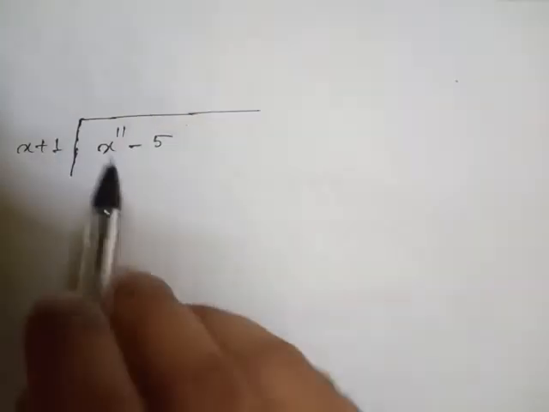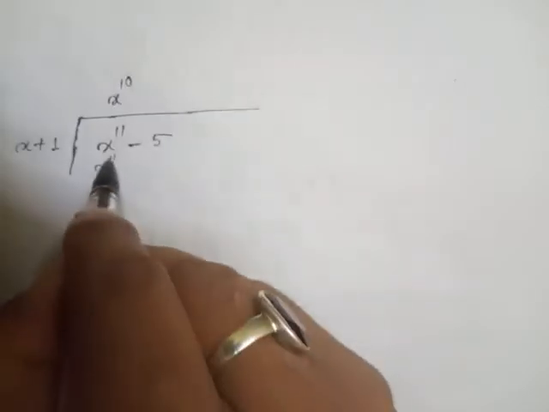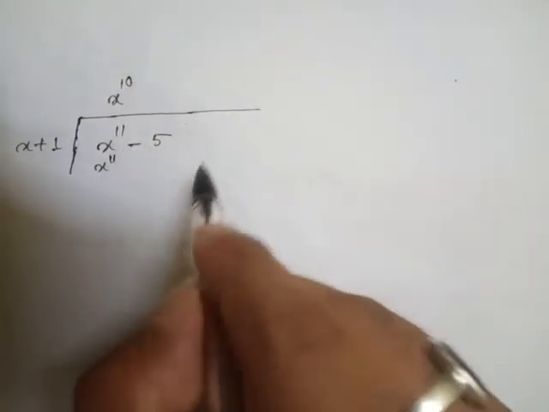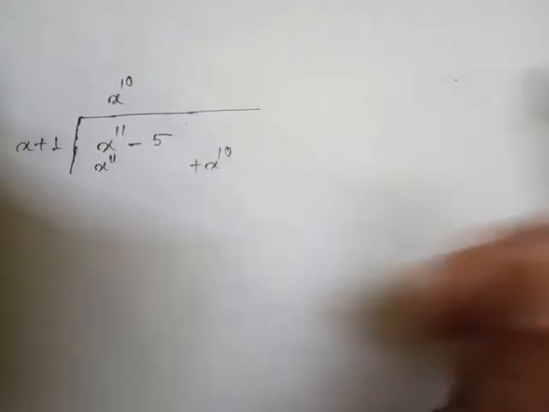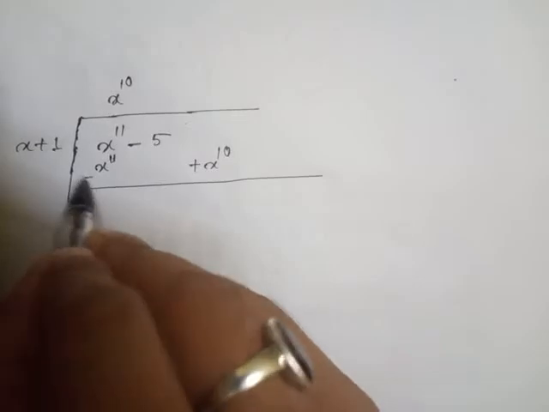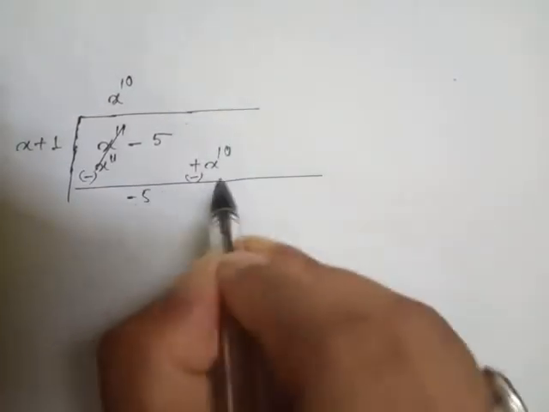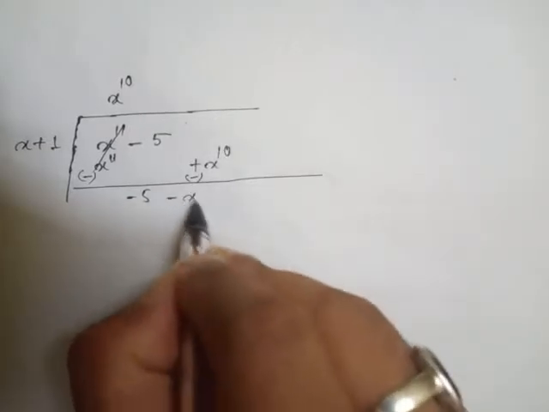Look now student, the first term is x to the power 11, and there is x only. So if I multiply this with x to the power 10, 10 into x means x to the power 11, but there is no term containing x to the power 10. So we'll write here plus x to the power 10 only. Now after that, in the second line the sign will be changed, so minus, and this becomes also minus, this is cancelled. Minus 5 and there is minus x to the power 10.